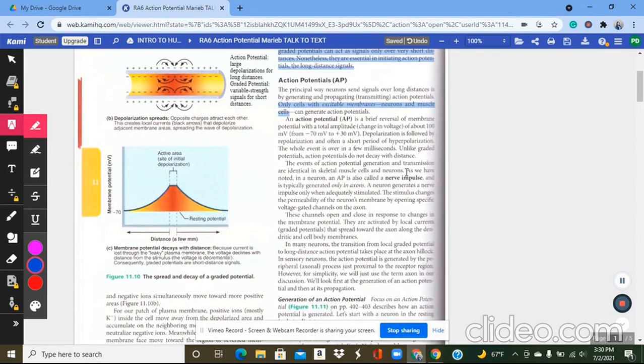So, an action potential, or AP, is a brief reversal of membrane potential with a total amplitude change in voltage of about 100 millivolts, from negative 70 millivolts to positive 30 millivolts. Depolarization is followed by repolarization and often a short period of hyperpolarization. The whole event is over in a few milliseconds. Unlike graded potentials, action potentials do not decay with distance.